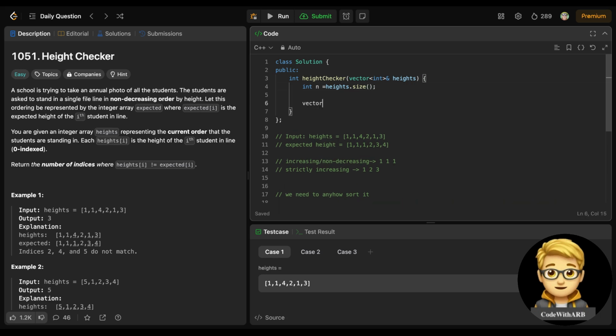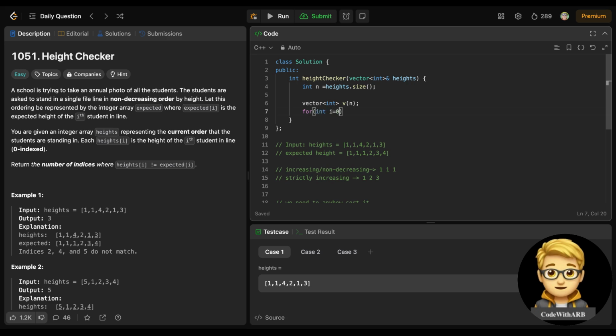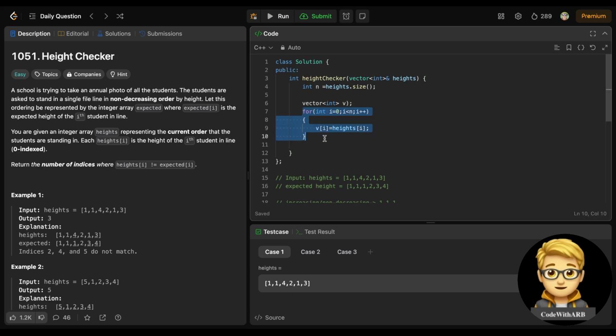So here what we will do, we will take an extra vector. For that, let's call it v, and we will iterate, for i equals to heights dot size, and i plus plus, and just initialize it with heights, right? This is the basic way. Otherwise you can just simply write v equals heights. This will also work. Or you can just write v dot begin to v dot end, just sort it.